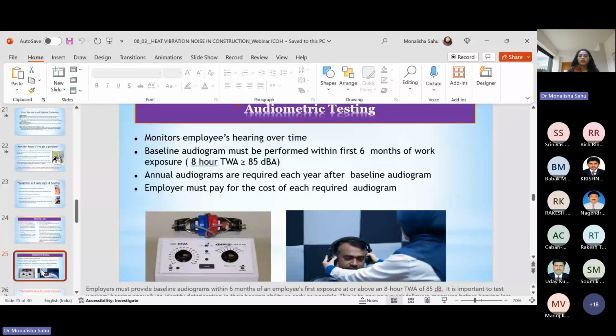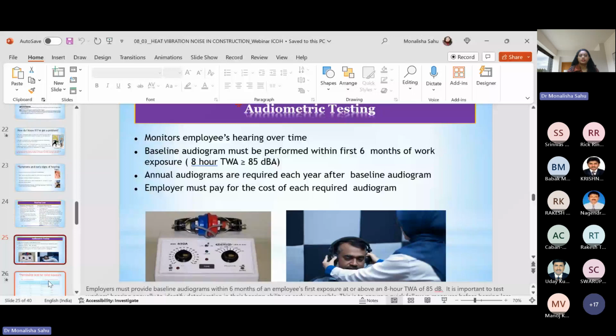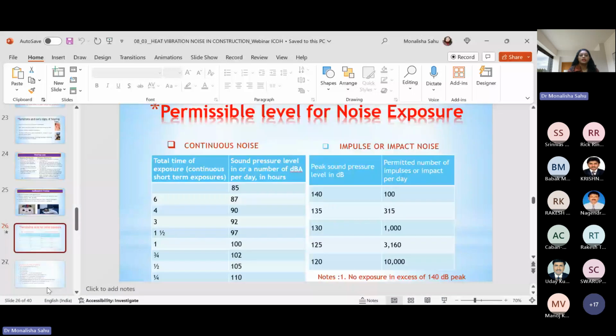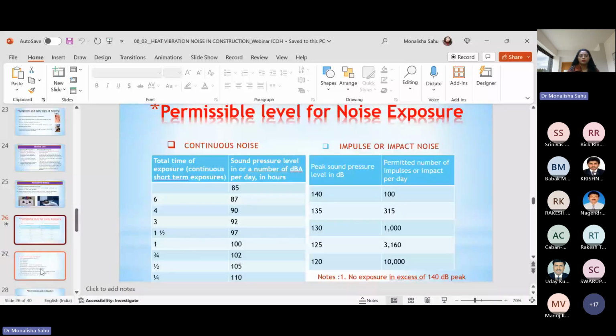To check the status of their hearing ability, it is very important to do audiometric tests. A baseline audiogram must be performed within the first 6 months of work exposure, and after that annual audiograms should be done to assess whether the workers are getting noise exposed and are facing hearing problems.